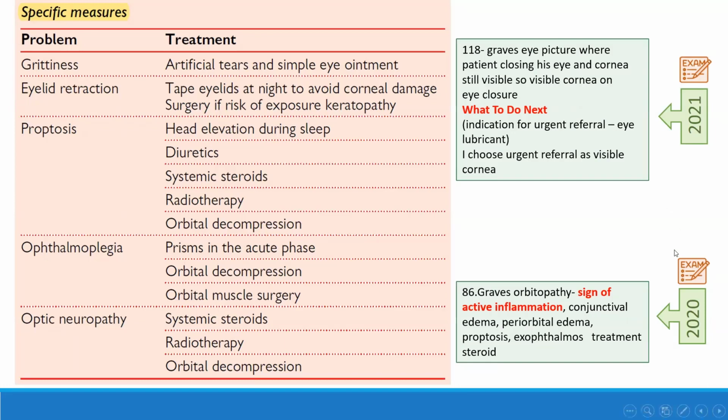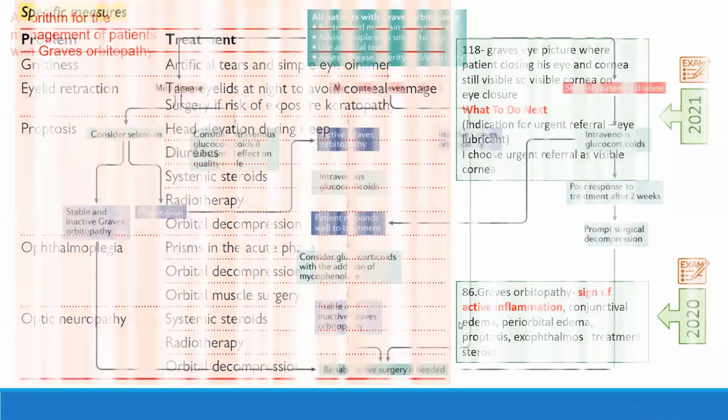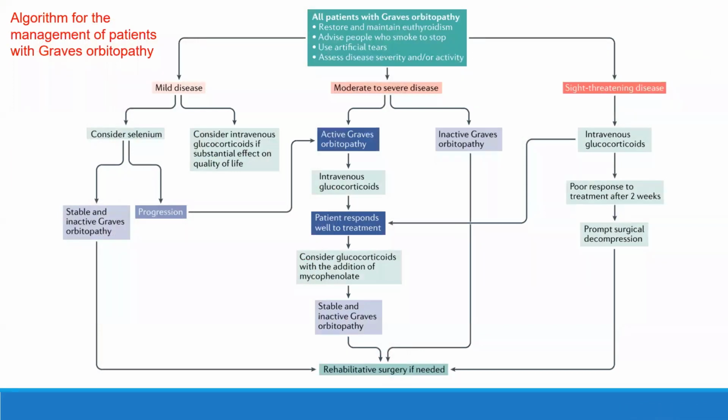Another question in 2020 asked about a sign of active inflammation. Don't forget that conjunctival edema is one of the signs of active inflammation. And this algorithm is very important as an approach for management of Graves' orbitopathy.